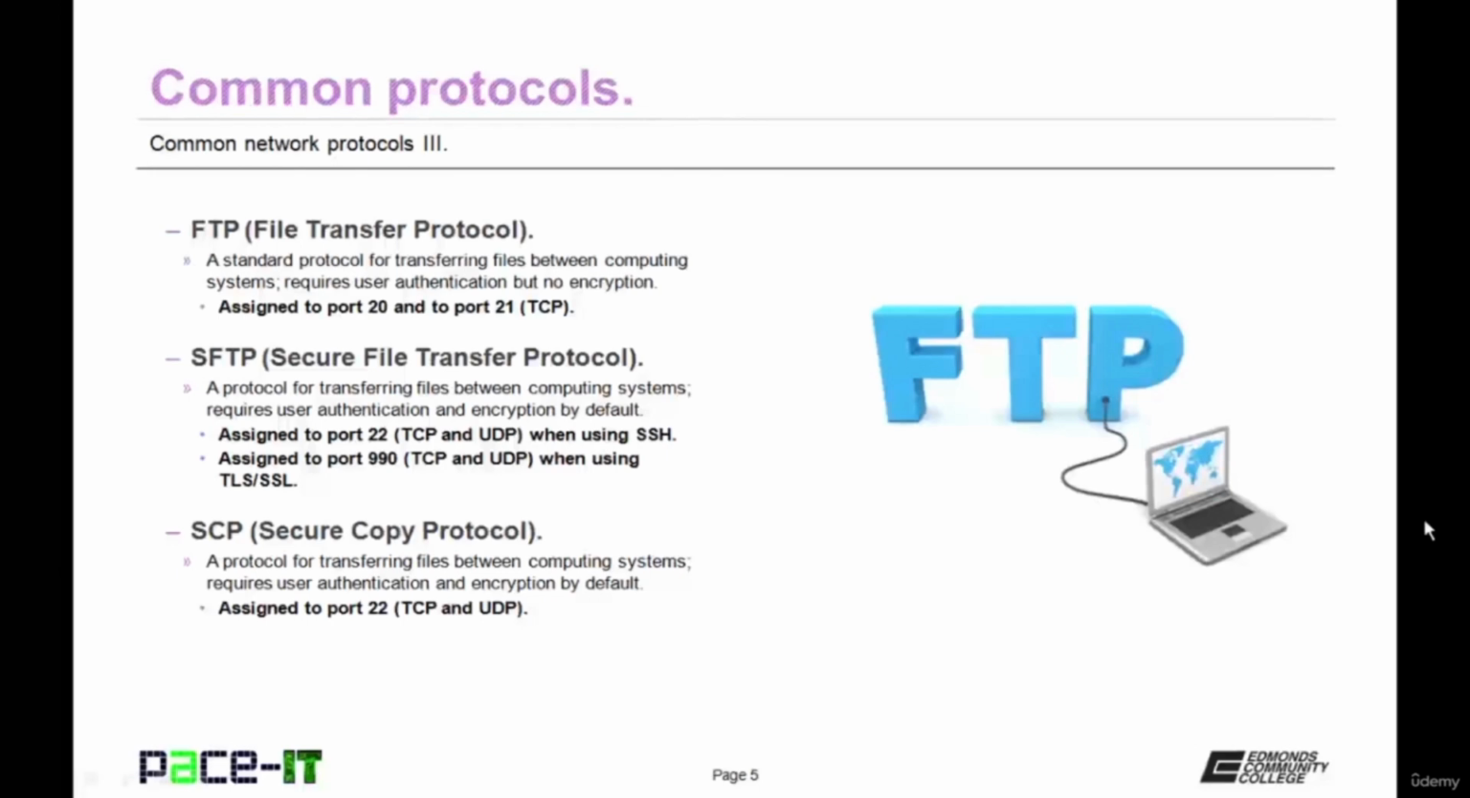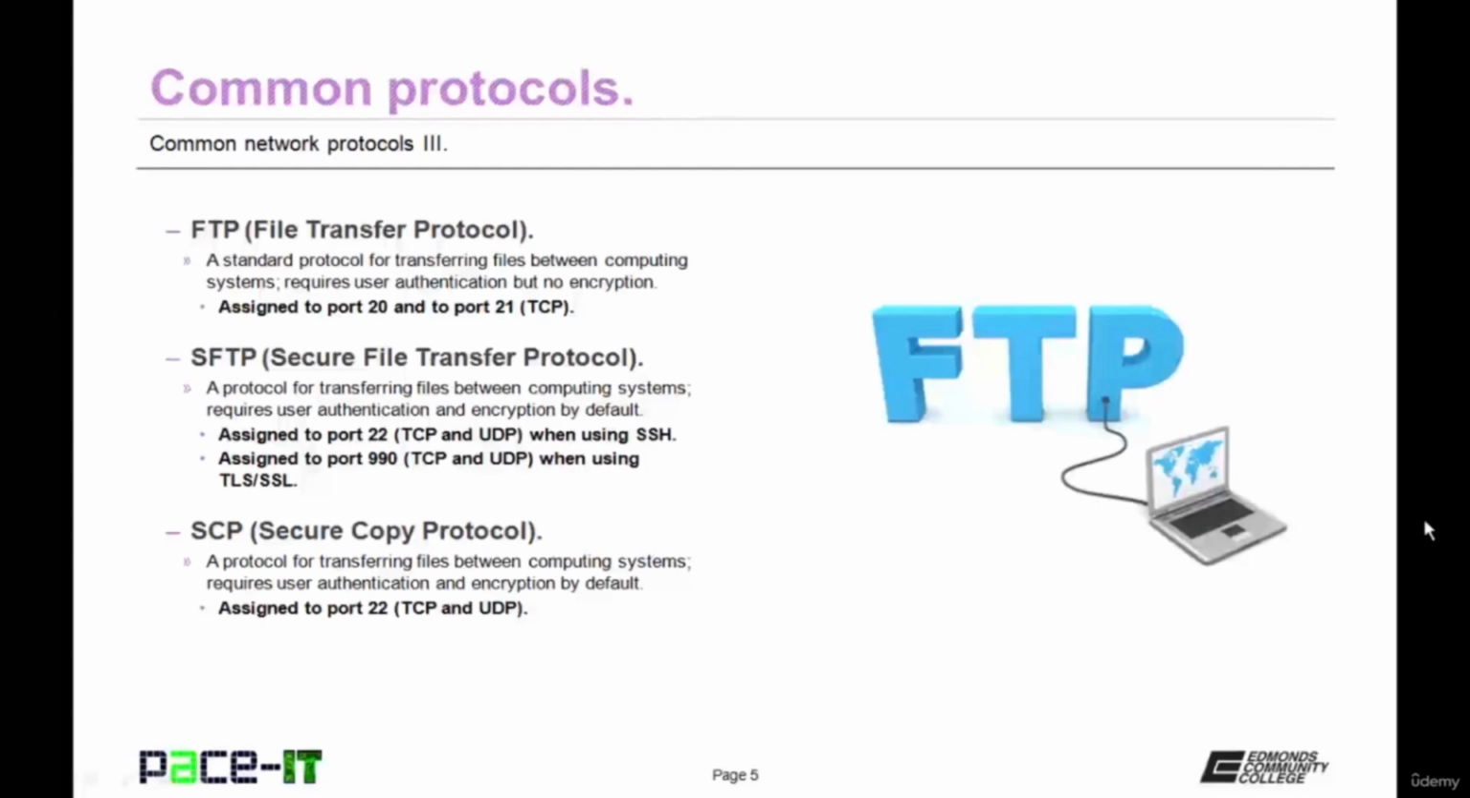Surprisingly, SFTP, which stands for Secure File Transfer Protocol, is more secure than FTP. It is a protocol for transferring files between computing systems. It does require user authentication and encryption by default. It's assigned to port 22 using TCP and UDP when SSH is used for the encryption. By default, it's assigned to port 990 when using TLS or SSL for encryption, and it still uses TCP and UDP as its layer 4 transport protocol.